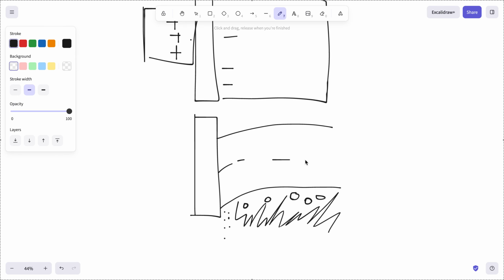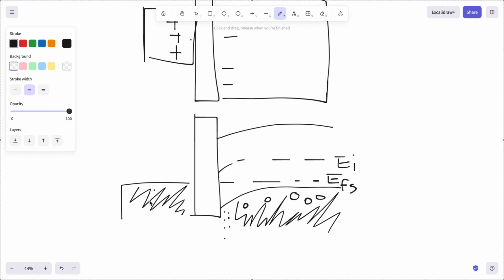And I can draw E sub I. And you can see there may not even be a crossing yet between E sub I and E sub Fs. I'll draw the metal like this. Perfect.